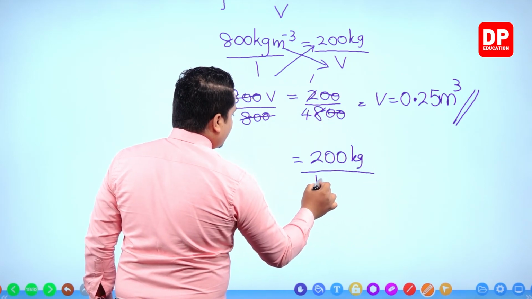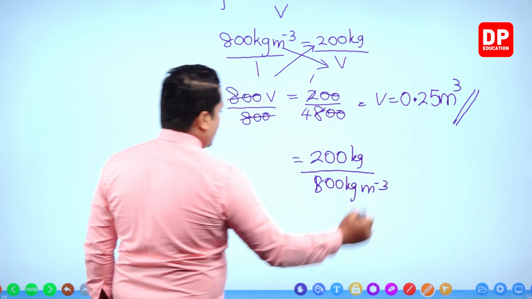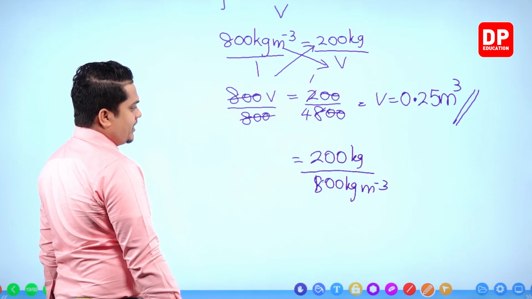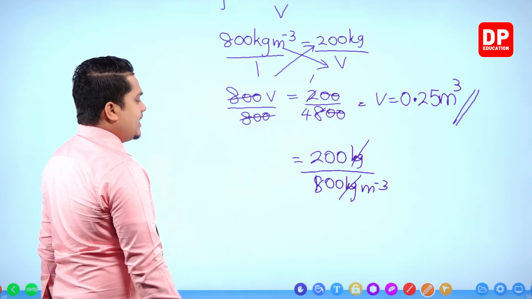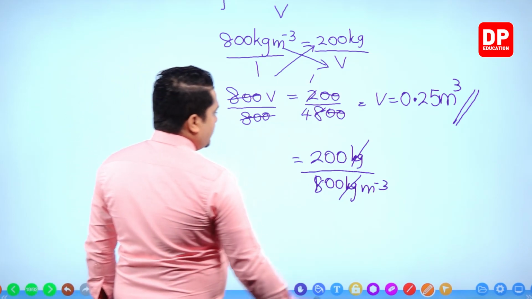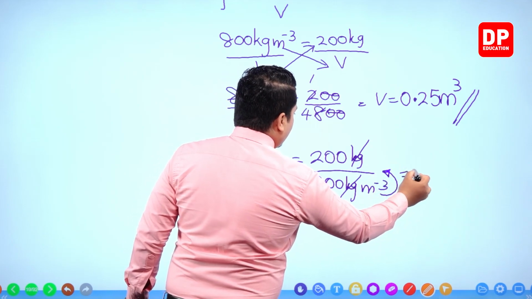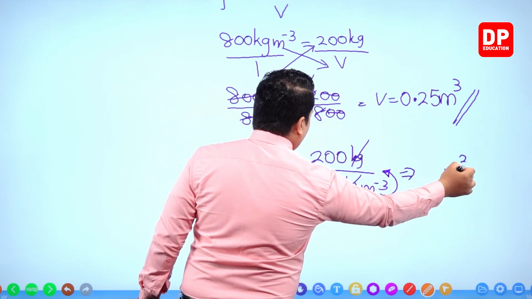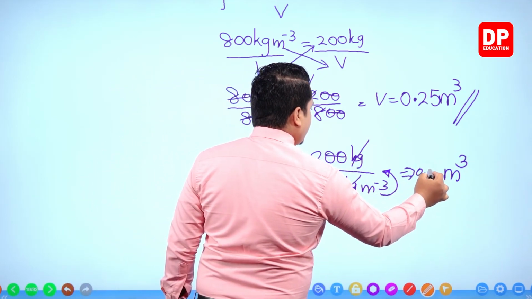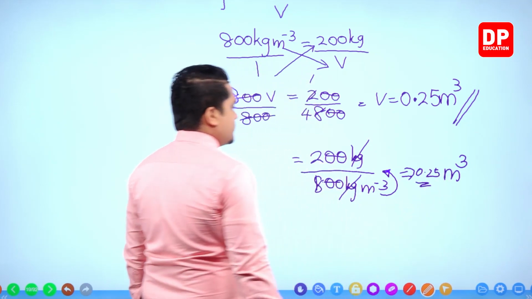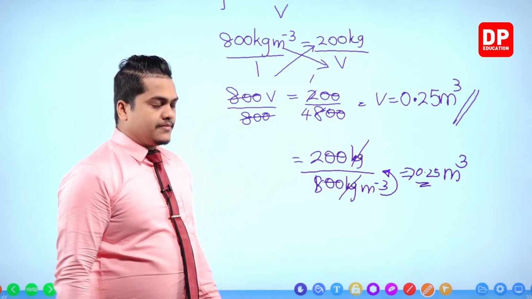800 kilograms per cubic meter, kg m to the power negative 3. So kilogram to kilogram is getting cancelled when they are dividing. Then when you take this m to the power negative 3 to the top, it becomes m to the power positive 3. So you divide these two and get the answer, 0.25. So this is how the cubic meter would come by cancelling off the units.